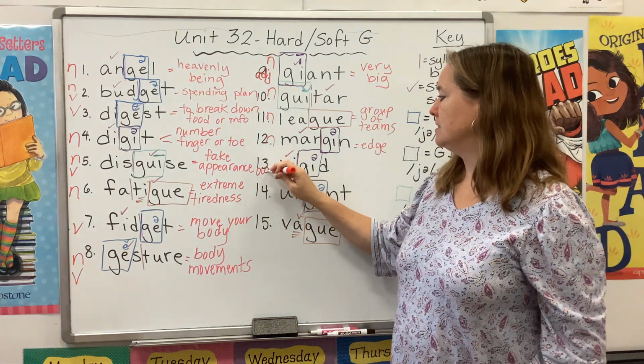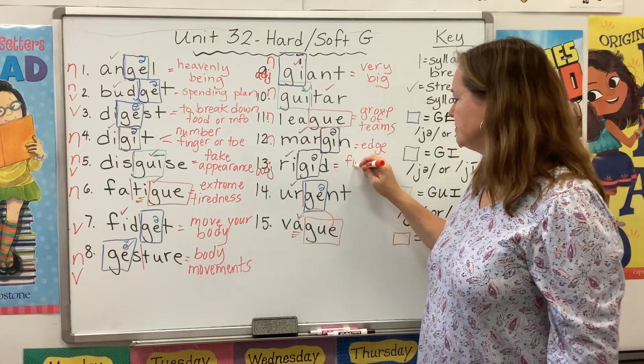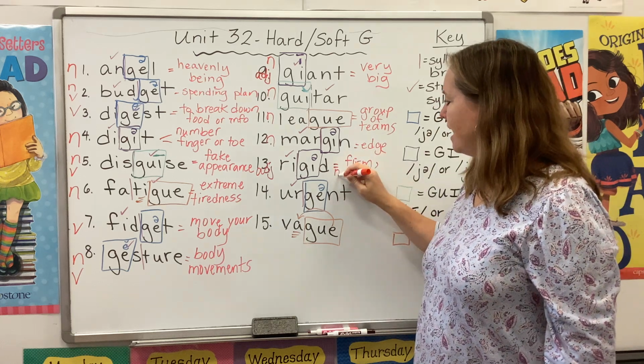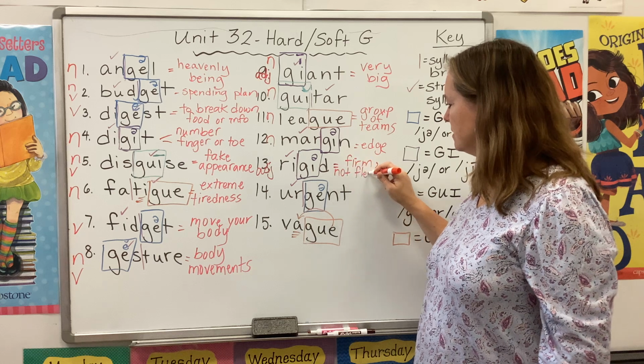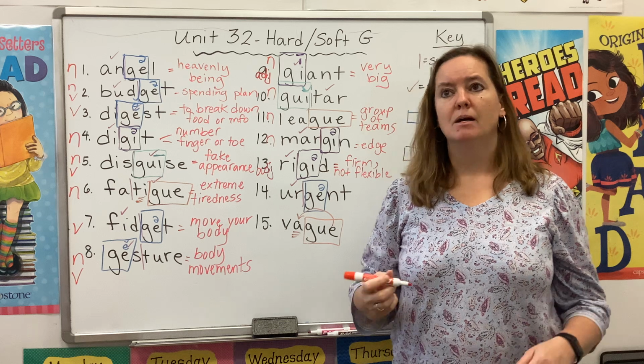Rigid is a describing word. Rigid means firm or not flexible. We can use this to describe things.